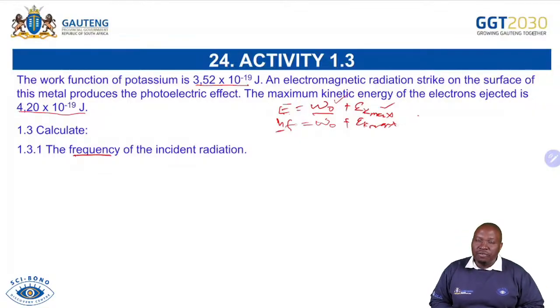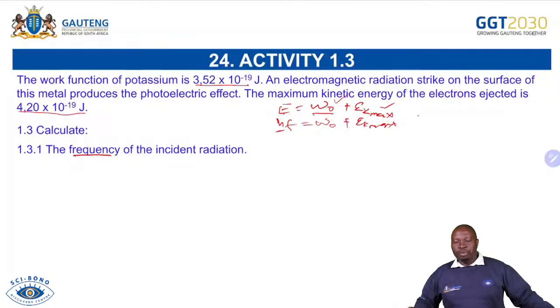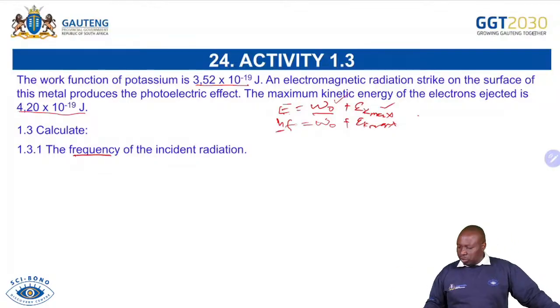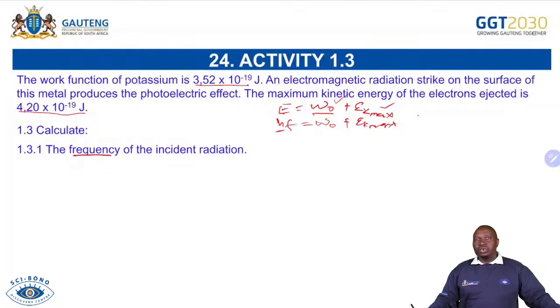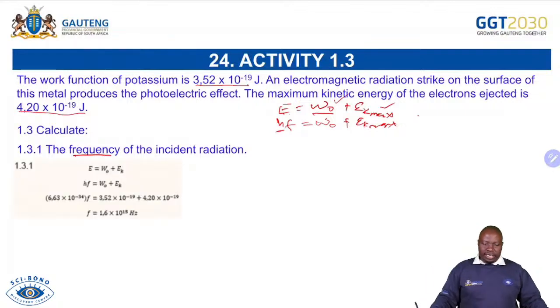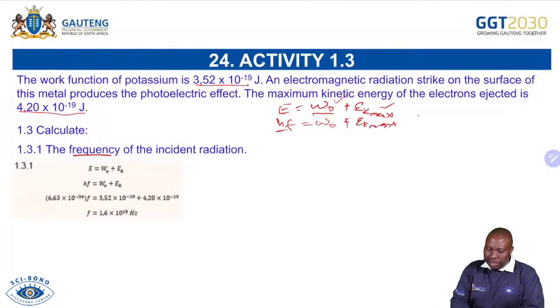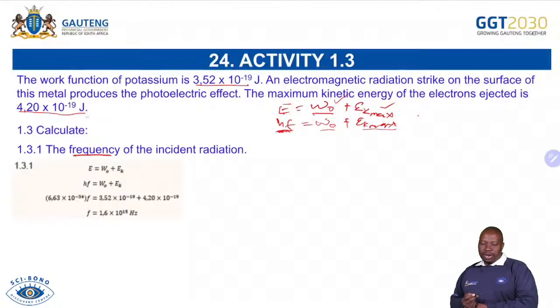Just substitute in the formula like that, and then you are able to divide both sides by Planck's constant, and then you get your answer. Without wasting any time, you will have said E equals work function plus EK. As we said, you said hf there, and then you just substitute your Planck's constant, which is 6,63 times 10 to the power of minus 34, and then your work function was given as 3,52 times 10 to the power of minus 19. Your EK max was given as 4,2 times 10 to the power of minus 19 joules.